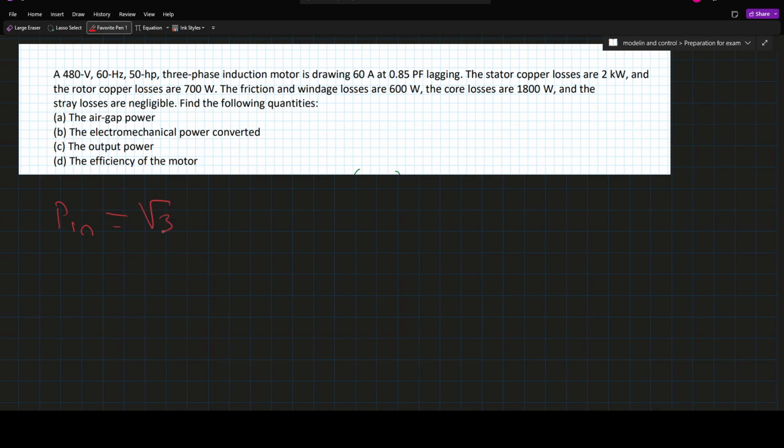And we know that this is the square root of 3 times the line voltage times the line current times cosine of the angle. And we know that the cosine of the angle between the voltage and the current is our power factor. So we know that our P is square root 3, 480, our current is 60 amps, and our power factor is 0.85. And like that we have 42.4 kilowatts.